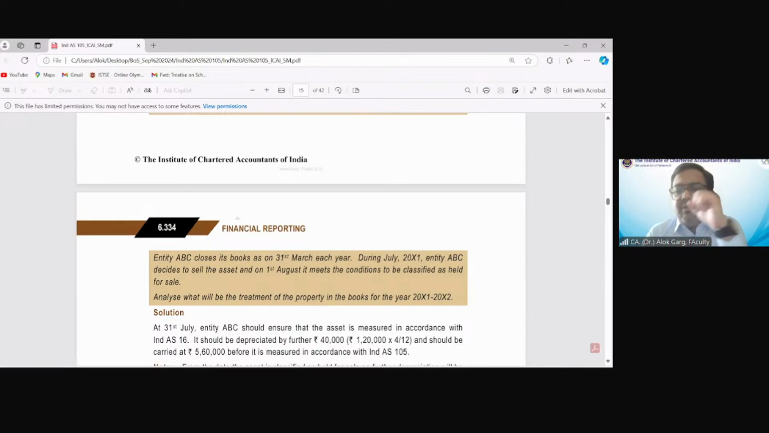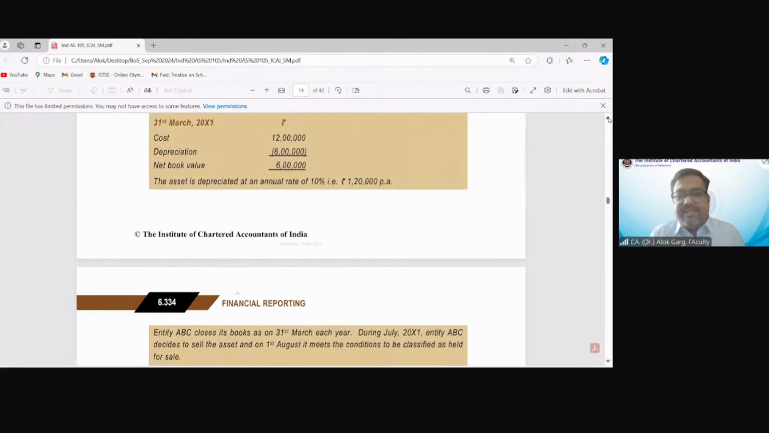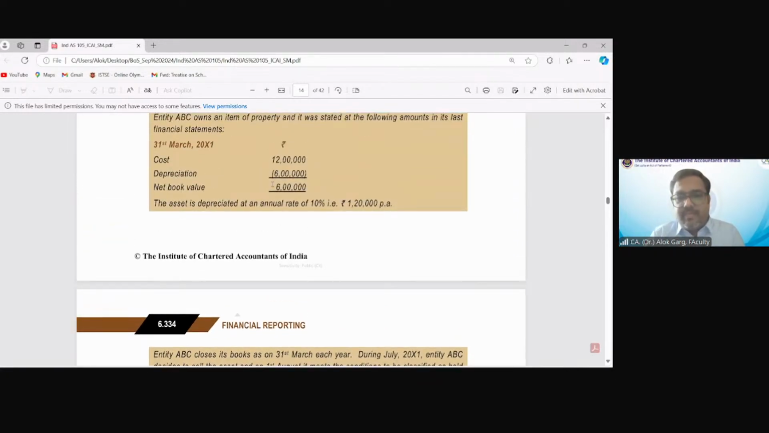Now, as on 1st August, for measuring the non-current asset held for sale, the entity needs to measure the carrying value of this asset as on 31st July 2001. So how to compute the carrying value on 31st July 2001? On 31st March, what is the carrying value? 6 lakh. How do I find the value on 31st July? Can you help me quickly? 6 lakh less depreciation for 4 months.